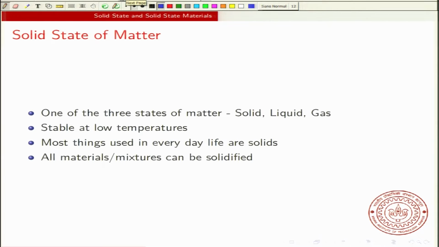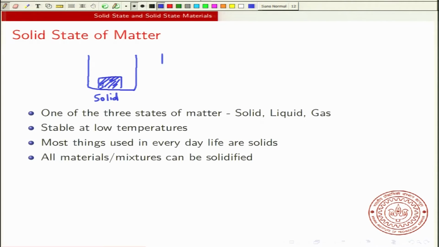Now, what is the solid state of matter? Intuitively you learned that it is one of the three states of matter. Matter exists typically in three states: solids, liquids and gas. And we usually think that if you had a container and you had a solid, a solid will occupy some region of the container that it is put in. So, this will be a solid.